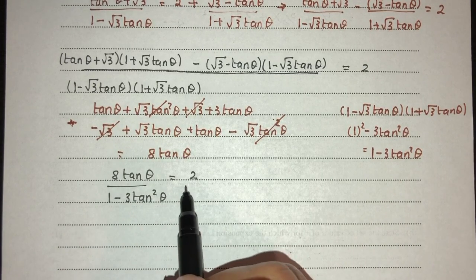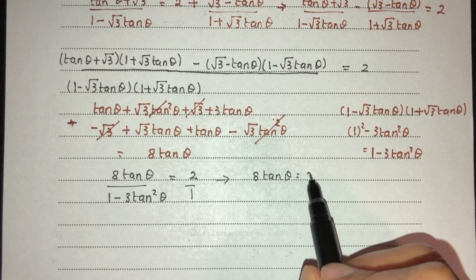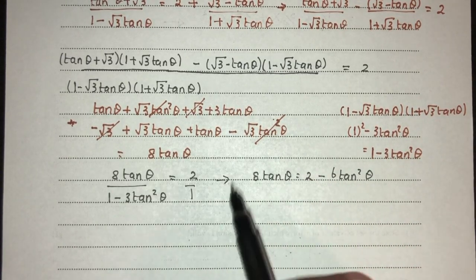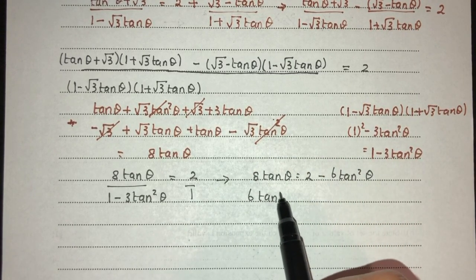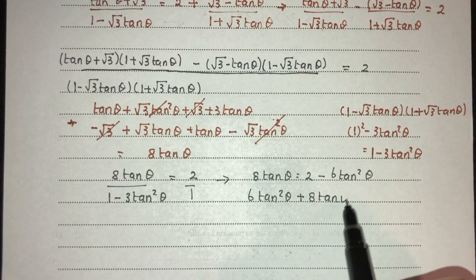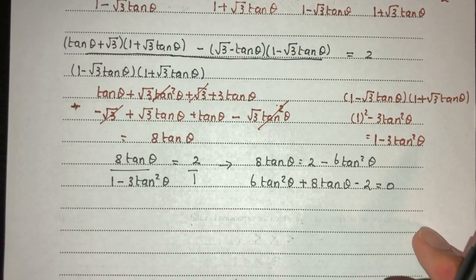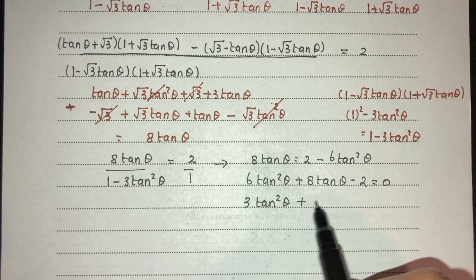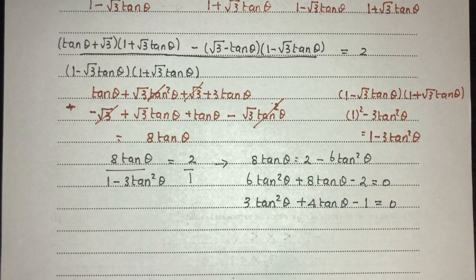Now the next step is to cross multiply. You will have 8 tan theta is equal to 2 minus 6 tan square theta. Now let's send everything to one side. You will have, this side you will have 6 tan square theta plus 8 tan theta minus 2 equal to 0. Now let's divide everything by 2. You will have 3 tan square theta plus 4 tan theta minus 1 is equal to 0.